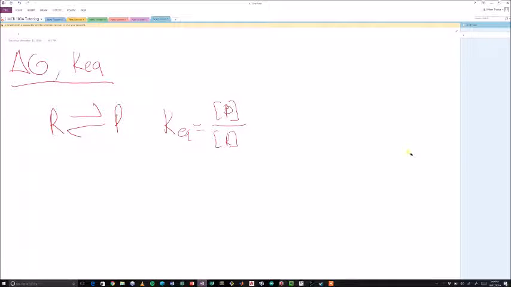Now, if I wanted to relate this equilibrium constant to the free energy of the reaction, I would use the equation delta G equals minus RT ln K. So this equation should be pretty familiar to you. I just want to pause here and highlight that this is the form of the equation you should be using in this class.